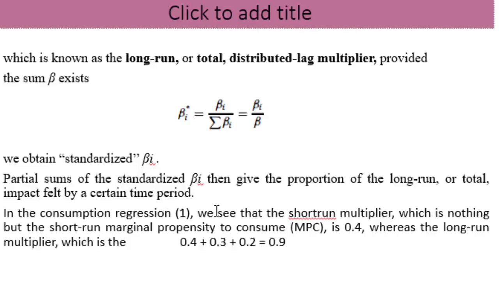In the consumption regression, the short run multiplier, which is nothing but the short run marginal propensity to consume, is 0.4, whereas the long run multiplier is 0.4 plus 0.3 plus 0.2, which will be equal to 0.9.